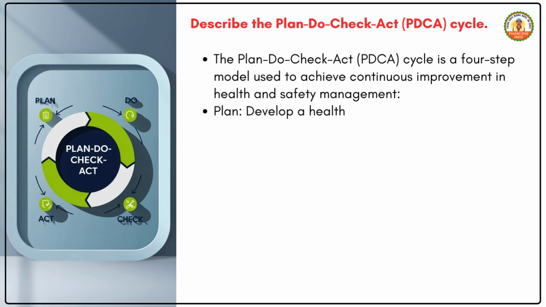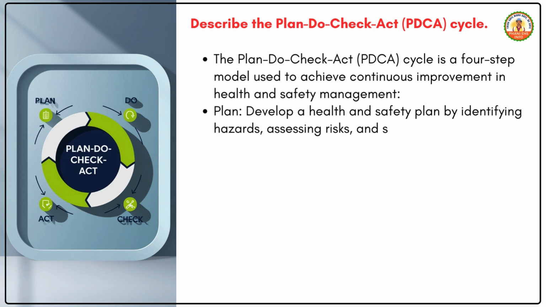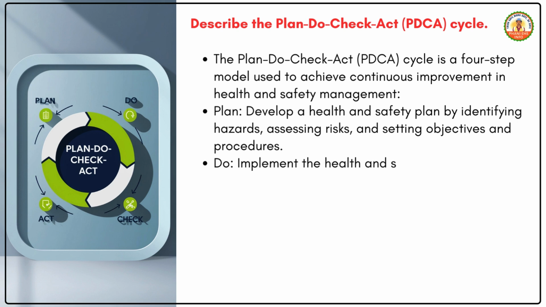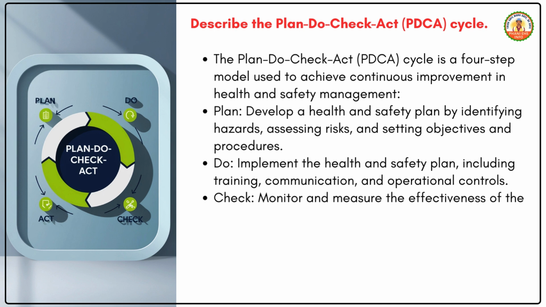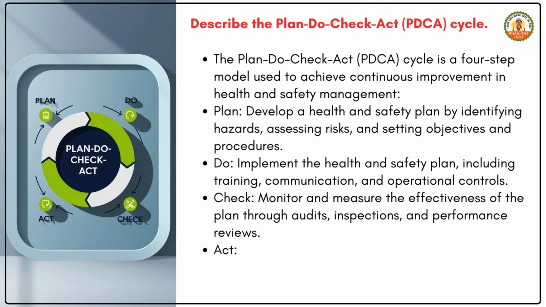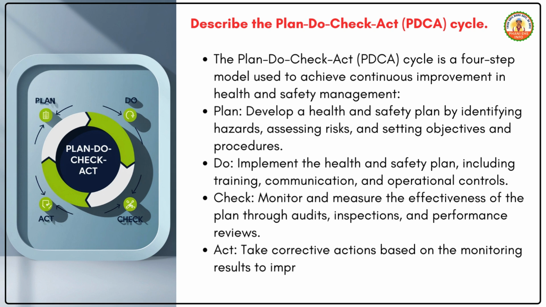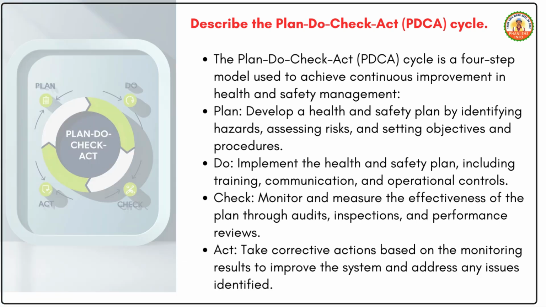Plan: develop a health and safety plan by identifying hazards, assessing risks, and setting objectives and procedures. Do: implement the health and safety plan, including training, communication, and operational controls. Check: monitor and measure the effectiveness of the plan through audits, inspections, and performance reviews. Act: take corrective actions based on the monitoring results to improve the system and address any issues identified.